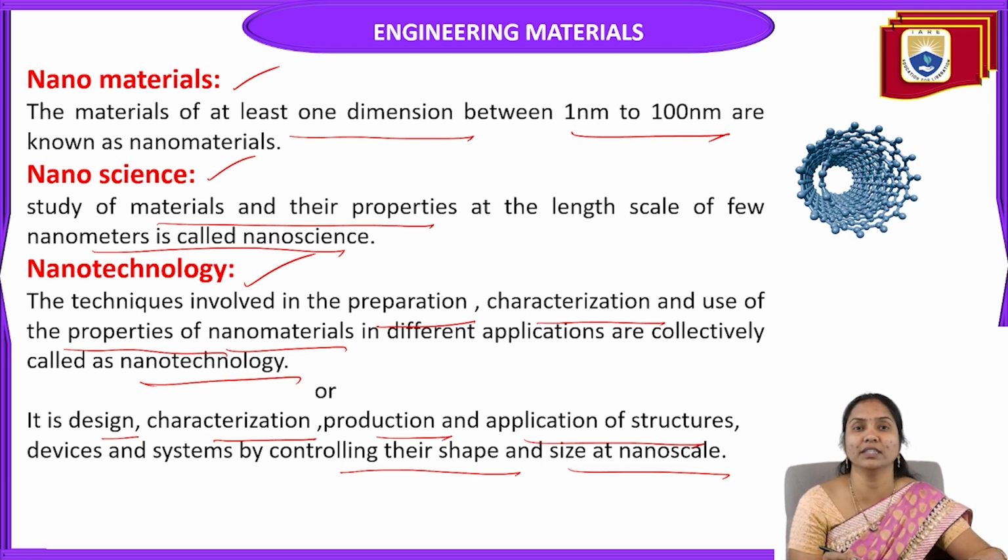So nanomaterials means the nanoparticle size from less than 1 nanometer to 100 nanometers is called nanomaterials. The particle size is very small. Nanoscience means the study of materials and their properties at the length scale of a few nanometers. Nanotechnology means the techniques involved in the preparation, characterization, and use of the properties of nanomaterials in different applications.